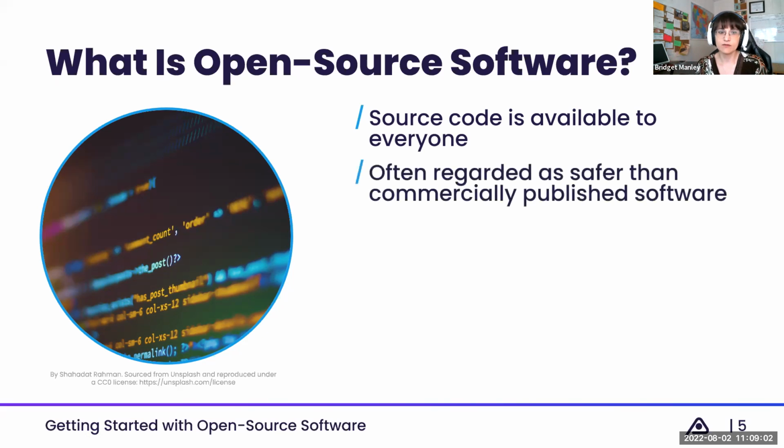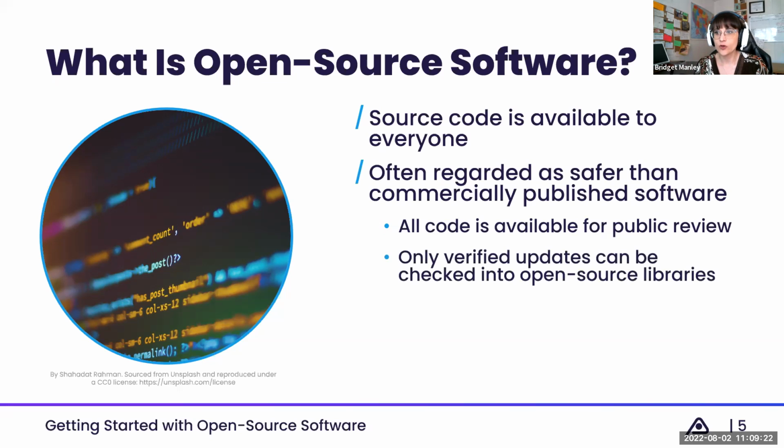Open source software is often regarded to be safer than commercially published software, for two reasons. The first being because it is open source, all code is available for public review. So it's much harder to sneak in something malicious like spyware or malware because it is open to everyone. Only verified updates can be checked into open source libraries. Again, it means that the source code has to be verified by an independent third-party source to ensure that it is safe for your computer.